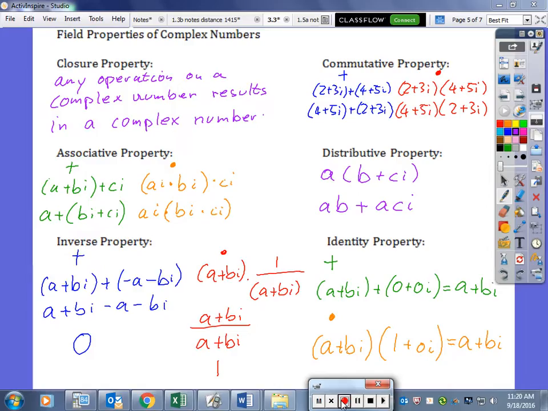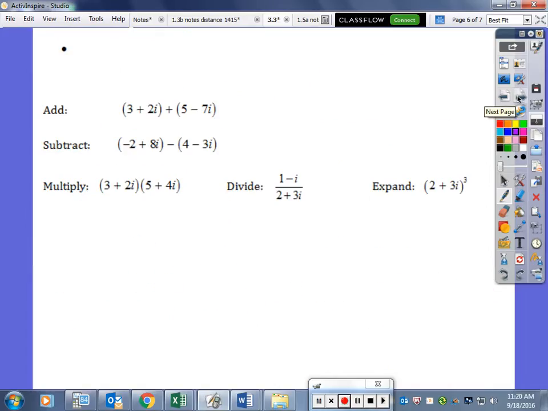So let's look at how we perform operations on the complex numbers, and the key to remember is when we do that, we treat i like a variable, although it's not really one, but we treat it as a variable, and then we simplify any powers of i.